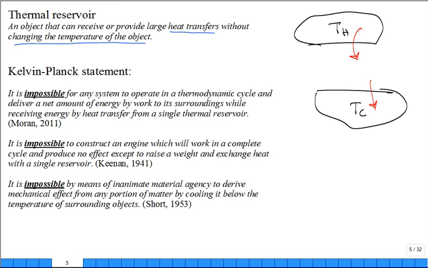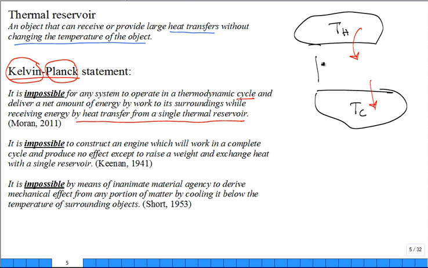Now we move to the Kelvin-Planck statement. These two people, around the same time, came up with different statements which were essentially equivalent, so instead of just saying the Kelvin statement or the Planck statement, give them both credit: the Kelvin-Planck statement, different people. It is impossible for any system to operate in a thermodynamic cycle and deliver a net amount of energy by work to its surroundings while receiving energy by heat transfer from a single thermal reservoir.